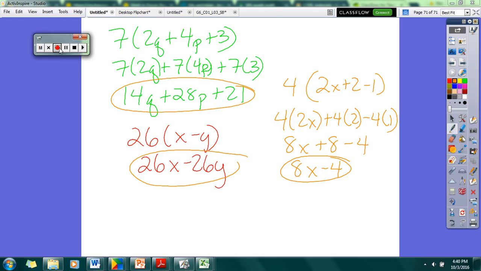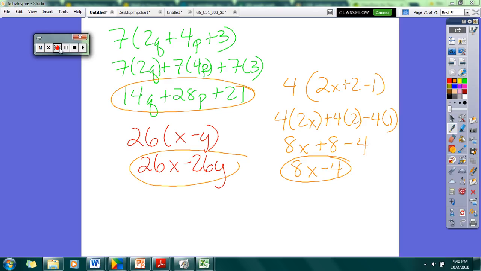I took the 26 and distributed it to the x and the y. Don't forget there's a subtraction sign, so I get 26x minus 26y. And the last one, 4 times 2x plus 2 minus 1. I take 4 times 2x plus 4 times 2 minus 4 times 1. So I get 8x plus 8 minus 4.